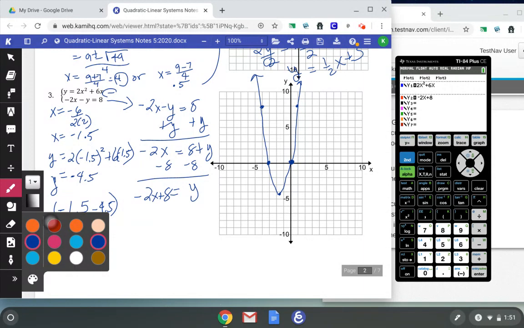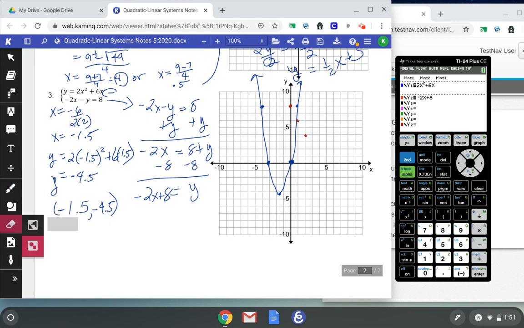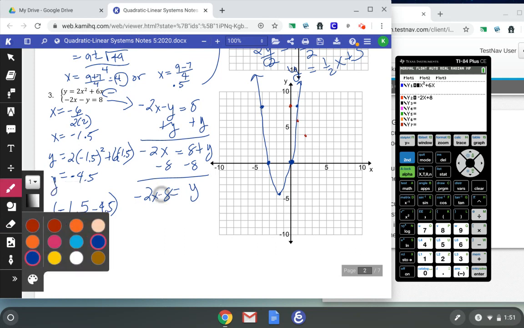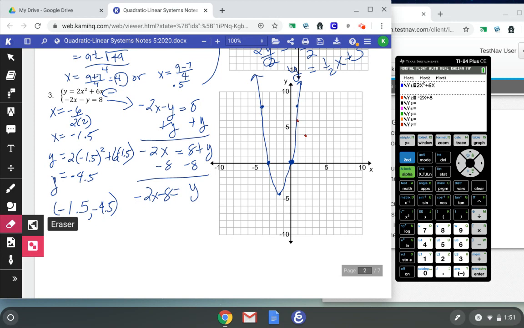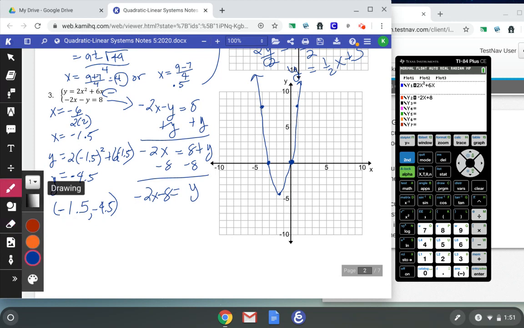And then I can graph my line. Also, I know that this is going to cross the y-axis at positive 8, and then the slope is negative 2, to the right 1, negative 2 to the right 1. This should be negative 8. Okay, let's see. Negative 8.